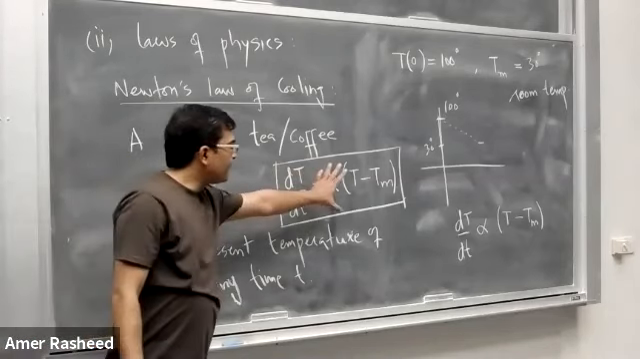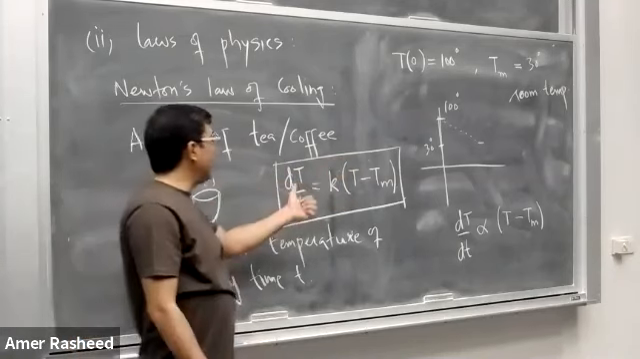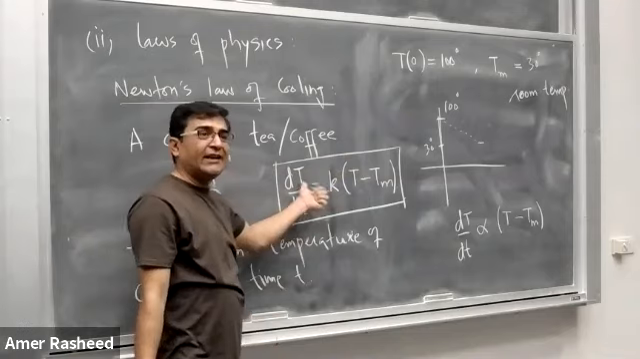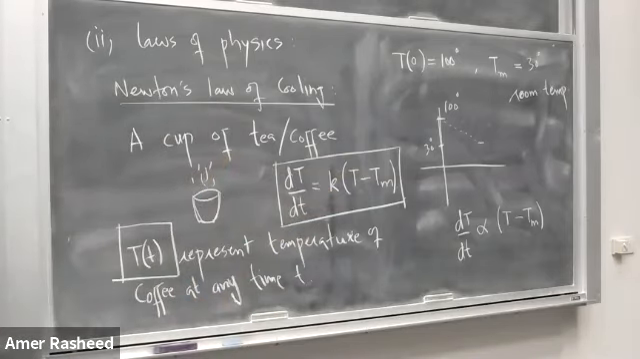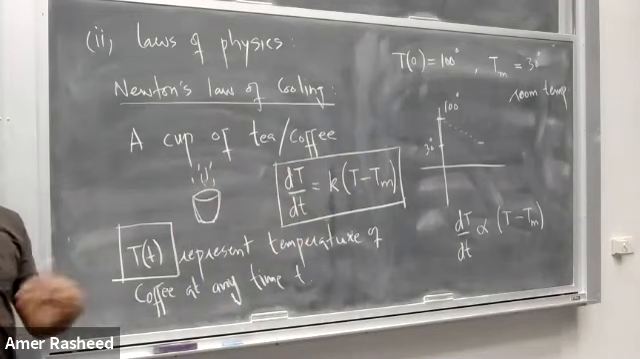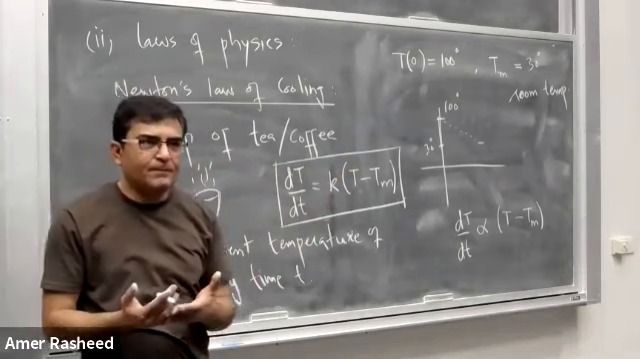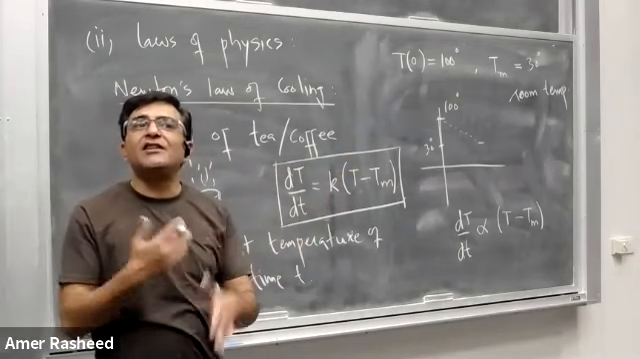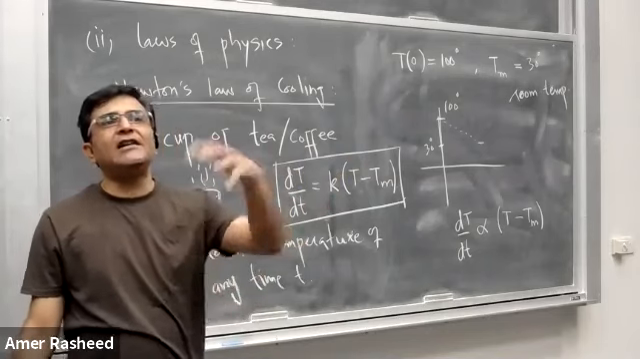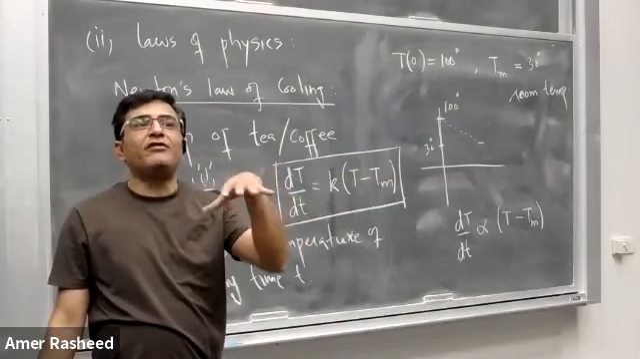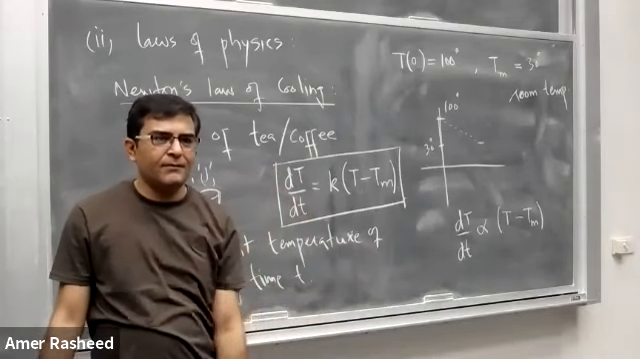Now, what are we interested in? We have to find this capital T of t. We need to find this function T of t, which will give us a function in terms of t, and by inserting any value of t, we can find the temperature of that coffee at any time, whatever we like.